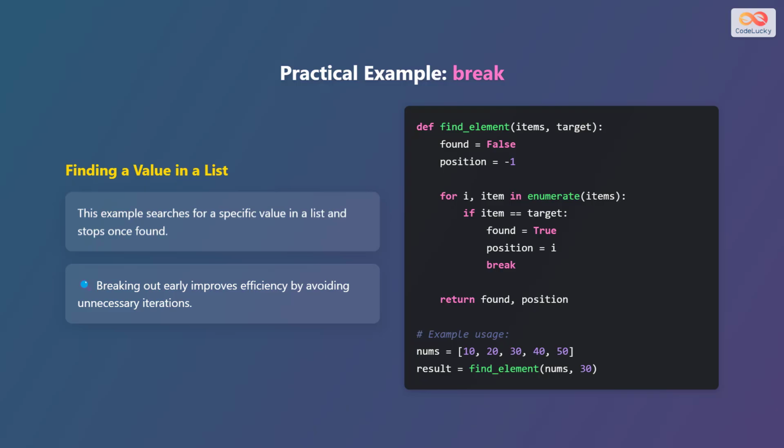Here's a function called findElement that takes a list of items and a target value. It iterates through the items, and if the item matches the target, it sets found to true, records the position, and then breaks out of the loop. This function then returns whether the item was found and its position. For example, if you search for the number 30 in the list 10, 20, 30, 40, 50, the function will return true and index 2 because 30 is at index 2 in the list.